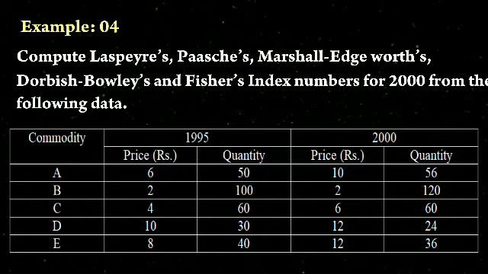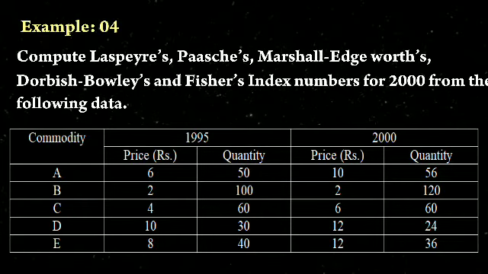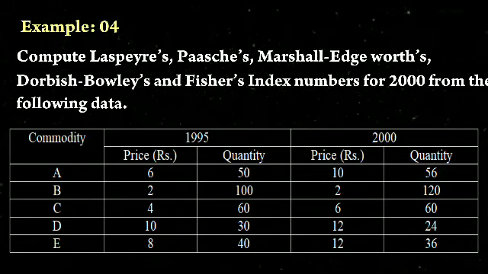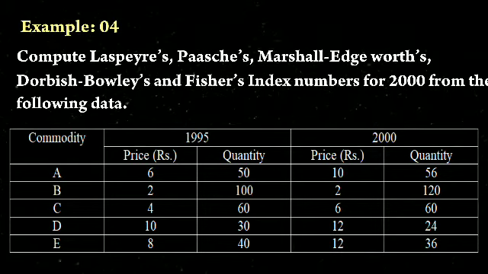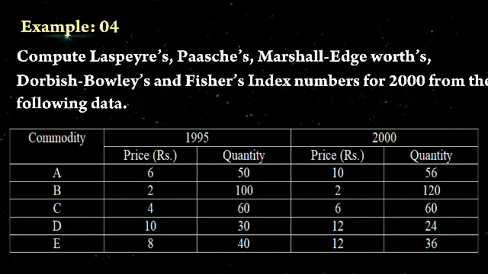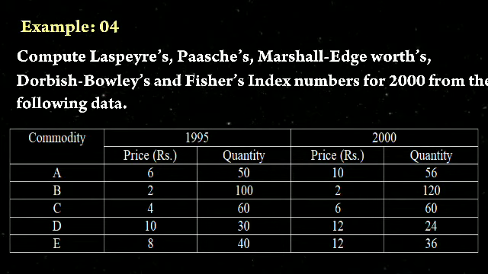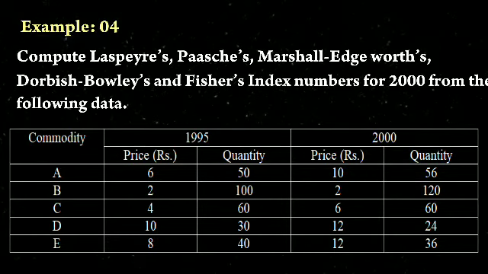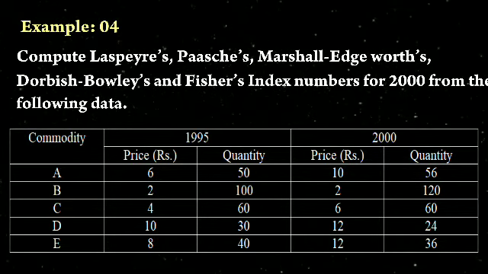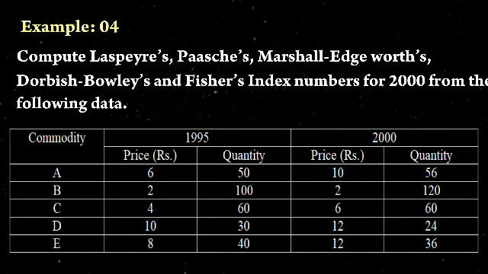After that, along with the years and the commodity, price and quantity values are given for these 2 years. Price for the year 1995 and quantity consumed in the year 1995, price for the year 2000 and quantity consumed in the year 2000, which are listed in the given table. Your question is to compute all the 5 index numbers, starting from Laspeyre's till Fisher's. Find all the 5 index numbers.